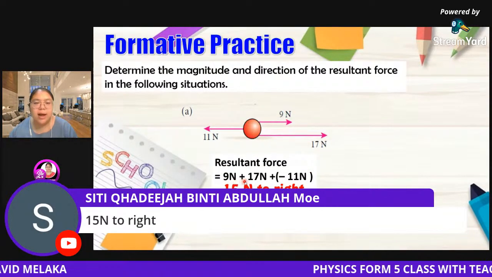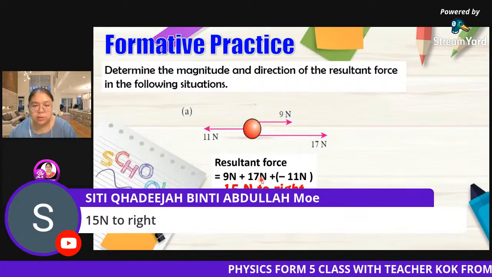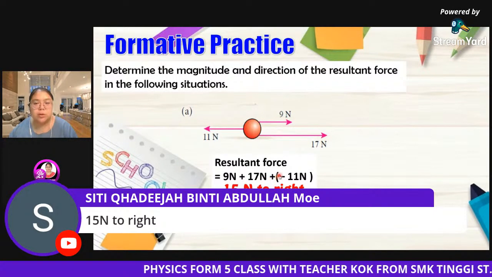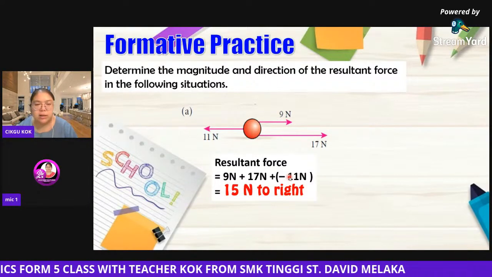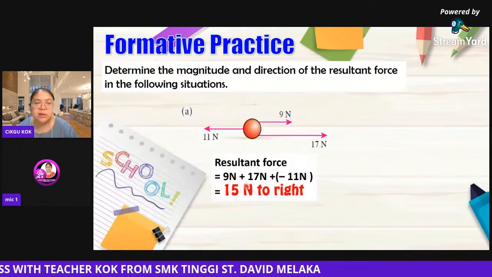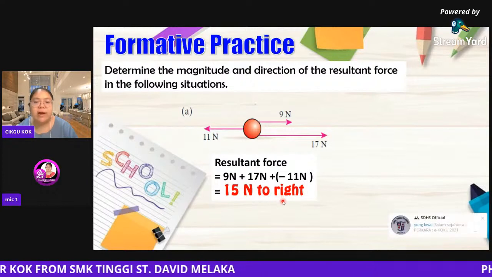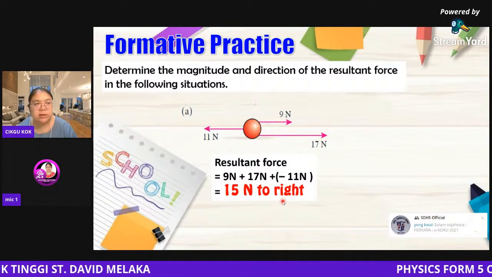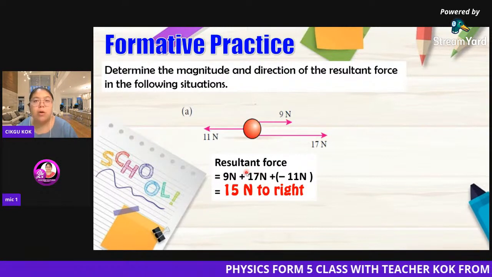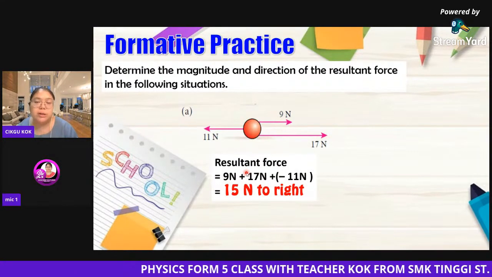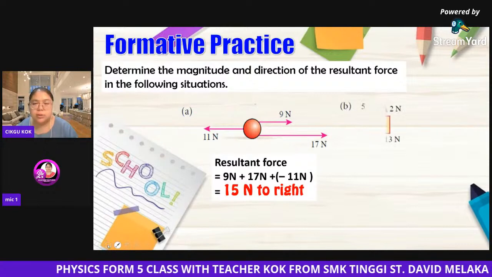Okay, 9 Newton plus 17 Newton, plus also the 11, which is the opposite direction. So I need to show the final answer is still 15 Newton to the right. Okay, your answer is correct. If it is 2 marks, you need to show more of your calculation. Then we go to question 2.